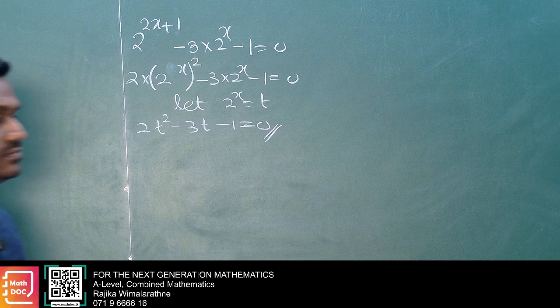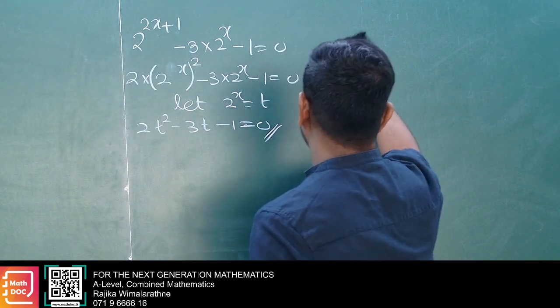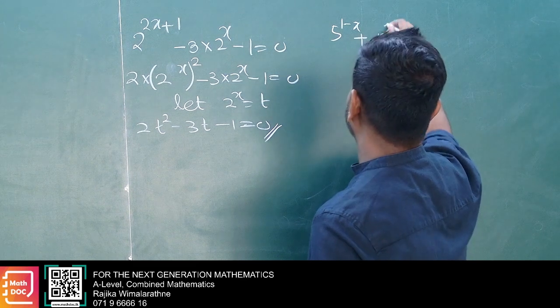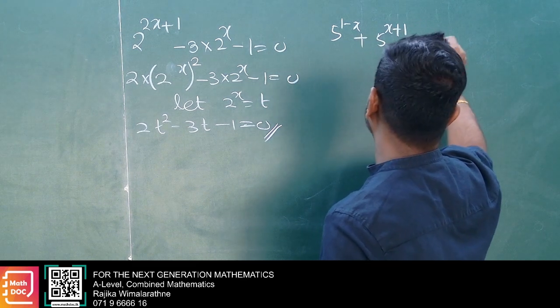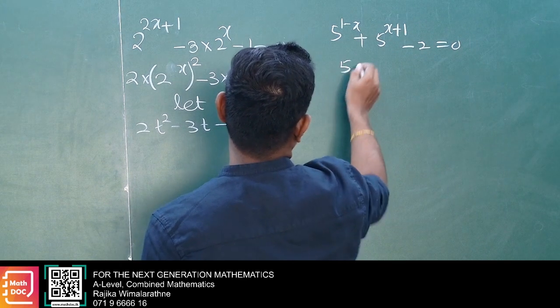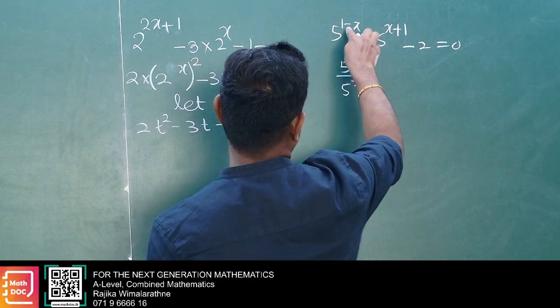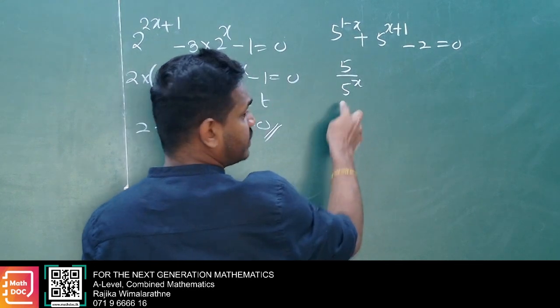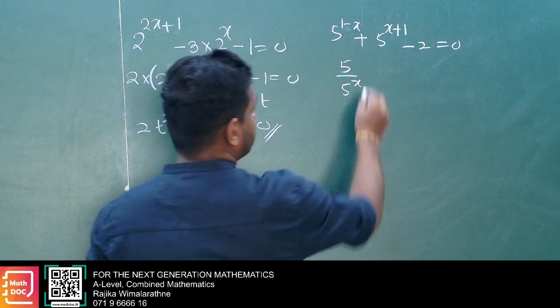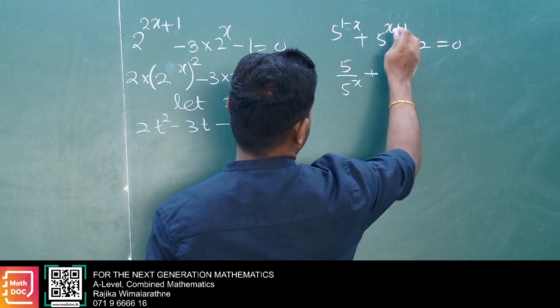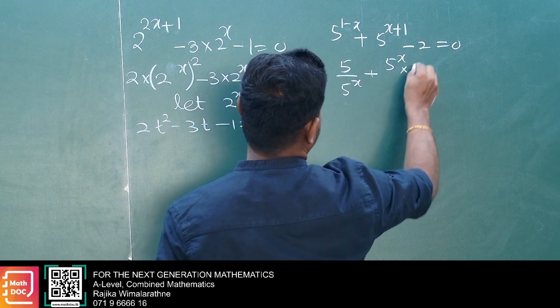Okay. Then 5 to the power 1 minus x, 5 to the power x plus 1 minus 2 equals 0. Here 5 divided by 5 to the power x. Here index, no. For index minus you can take it downstairs. Then here 5 to the power x times 5 to the power 1.